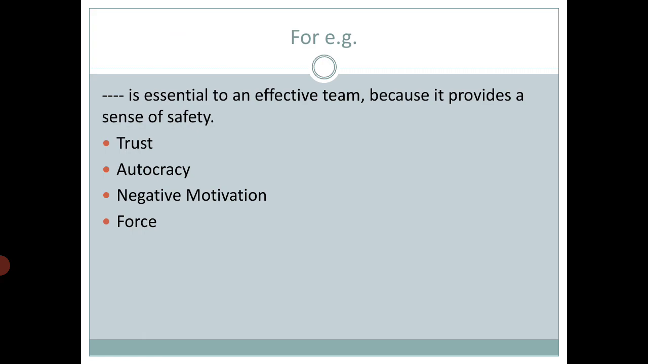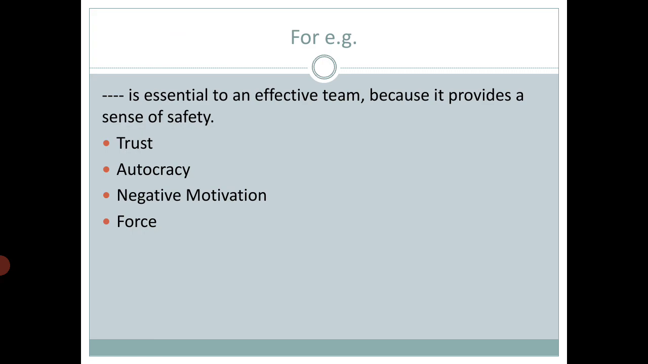Dash is essential to an effective team because it provides a sense of safety. See, sense of safety means, consider here an example. Some of the secrets of our life, we share with our friends. Why do we share some secrets with a friend? Because we have a 100% guarantee that friend will not discuss the secret issue with another person, because you have trust with that person.